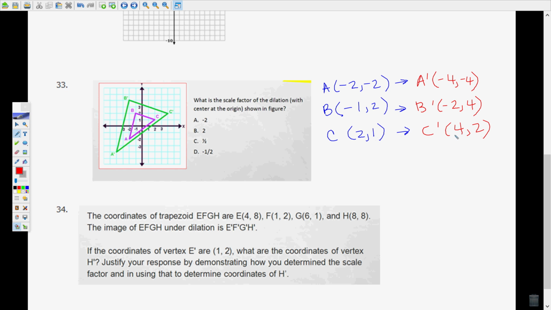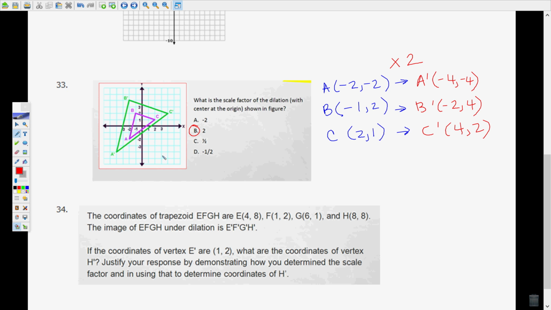So every single time here, I'm multiplying by 2. So my scale factor will be 2. It is getting bigger. You want to think about the logic of what you've done here. The purple is your original pre-image, and you're getting bigger to your new image. So if you multiply by 2, that means it's going to get bigger.